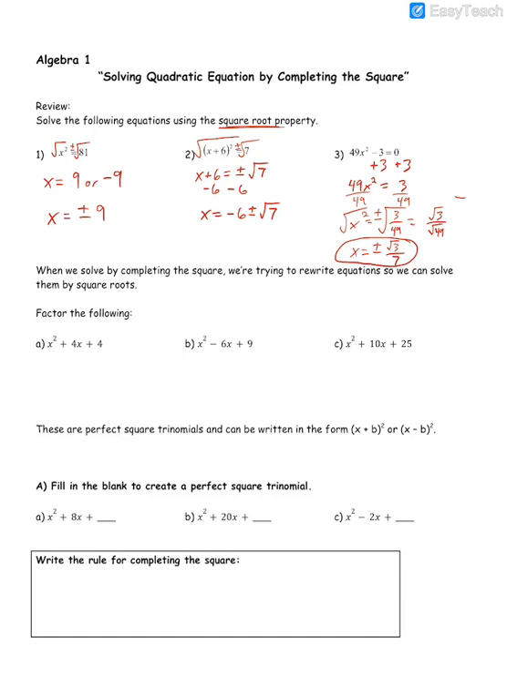When we solve by completing the square, we're trying to rewrite equations so we can solve them by square roots. So if you can see, I've got some perfect square trinomials here, and you'll see what I mean. We can factor this, right? Now, our normal method of factoring, we look at this last number, we say, what are the factors of 4 that add up to the middle number? Factors of the last number that add up to the middle number. And if we were just doing it with that regard, the two numbers that multiply to give you 4 are 2 times 2, which would give you x plus 2 times x plus 2.